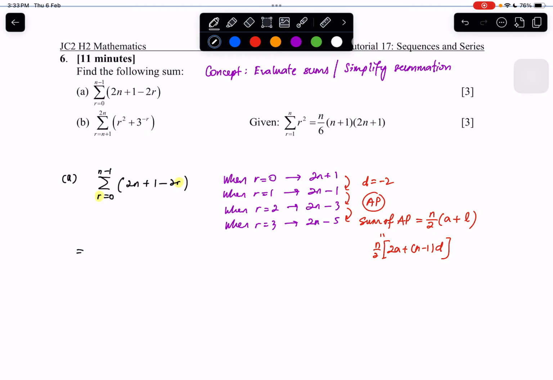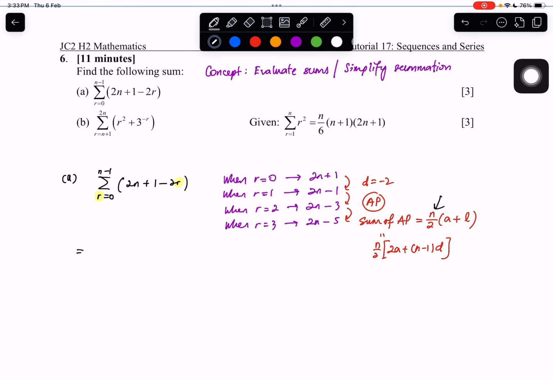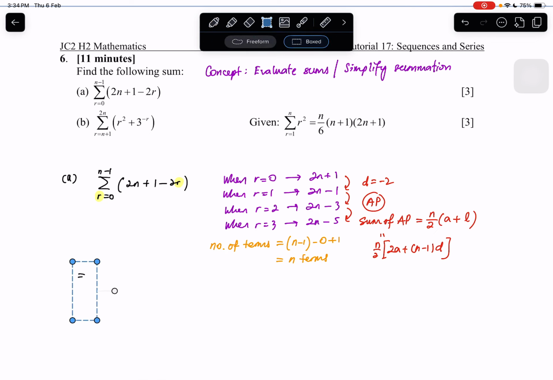Over here I'm just applying this formula. First, what is this n? This n refers to the number of terms, so let's do a little calculation of the number of terms. We can try to make sense of it, but sometimes when the numbers are a bit inconsistent, it is easier to make use of this technique: take the top minus the bottom plus 1. So this would be just n terms.